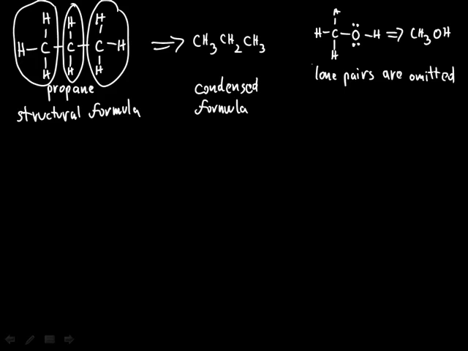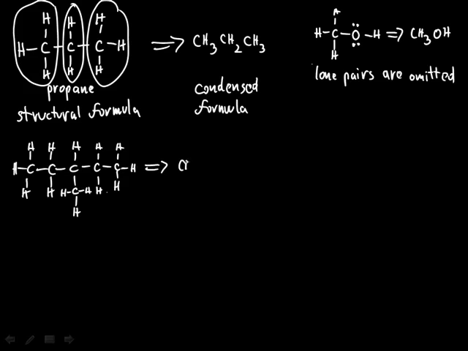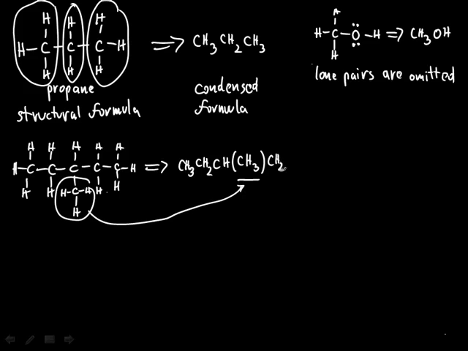If you have a branched molecule, for example, something that looks like this, we can use this concept of condensed formulas to represent these molecules as well. So here there is a methyl group as a branch in the main chain, and the way we would write this would be CH3, CH2, CH, and the branch, our methyl group, is put into brackets, and then we continue with CH2, CH3.